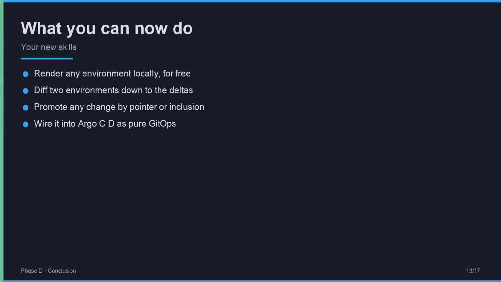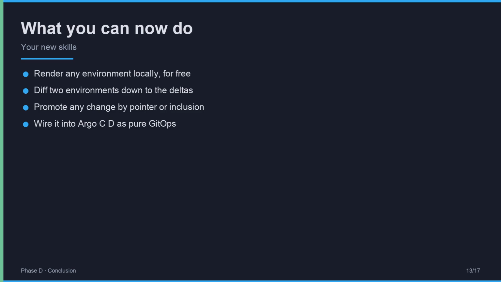Take stock of what you can now do. Render any environment locally, for free, with no cluster. Diff two environments down to nothing but the deltas. Promote any change, config, image, sidecar, or pod, by moving a pointer or flipping an inclusion. And wire the whole thing into Argo CD as pure GitOps.